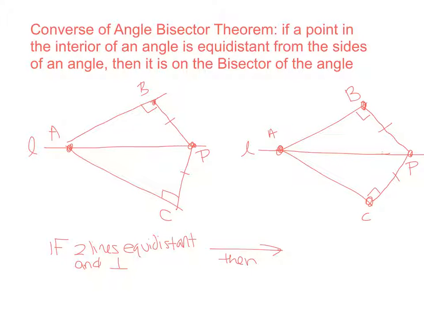Then we have line L is an angle bisector. So that means that we have two congruent angles, angle BAP and angle CAP, marked with the blue congruent angle marks there, the arc marks.